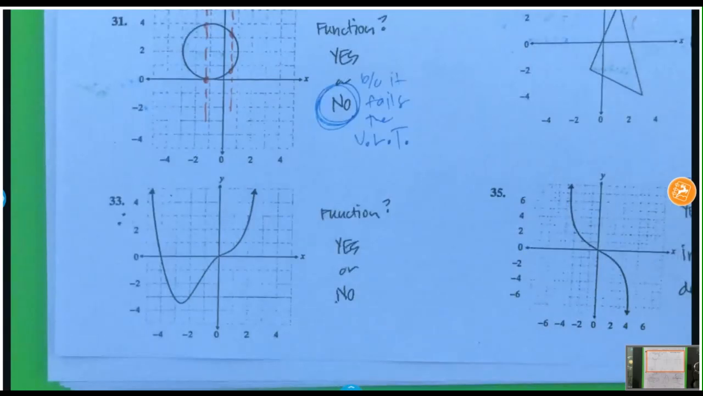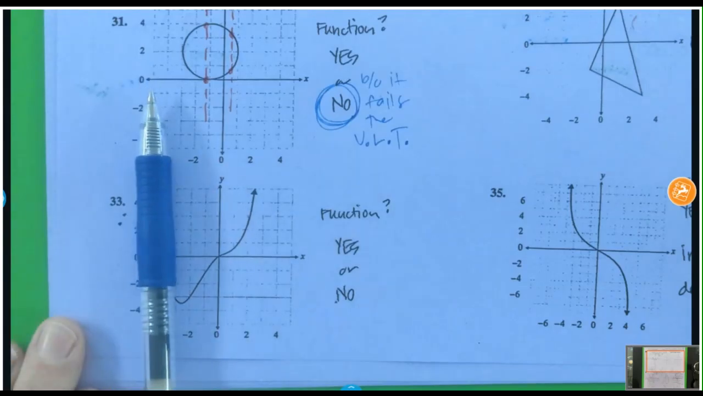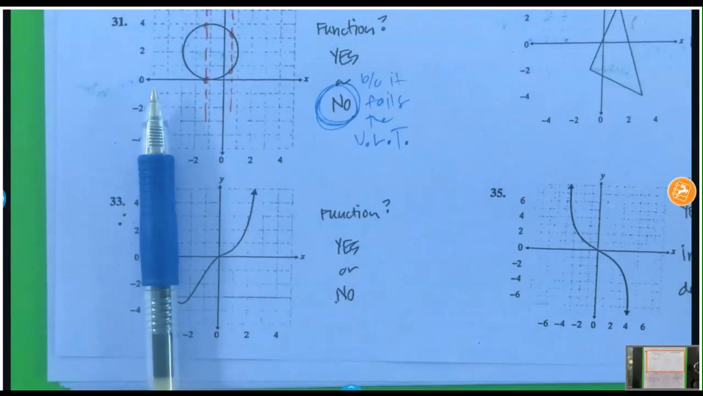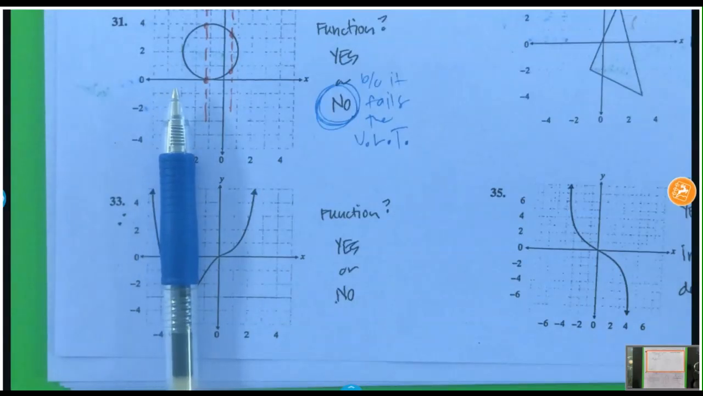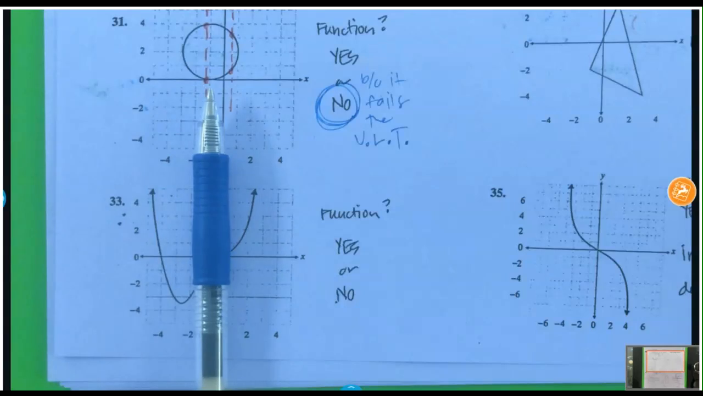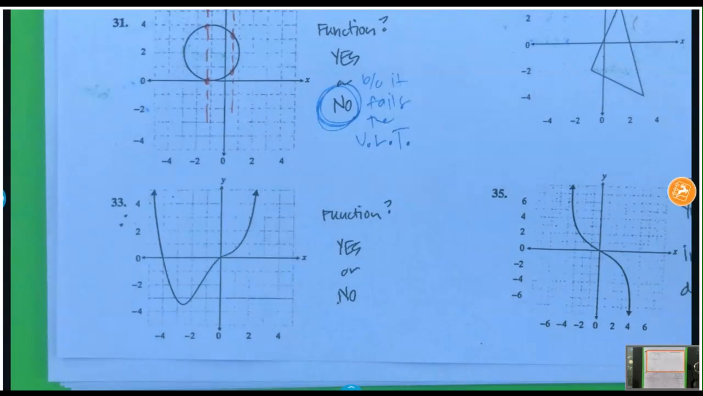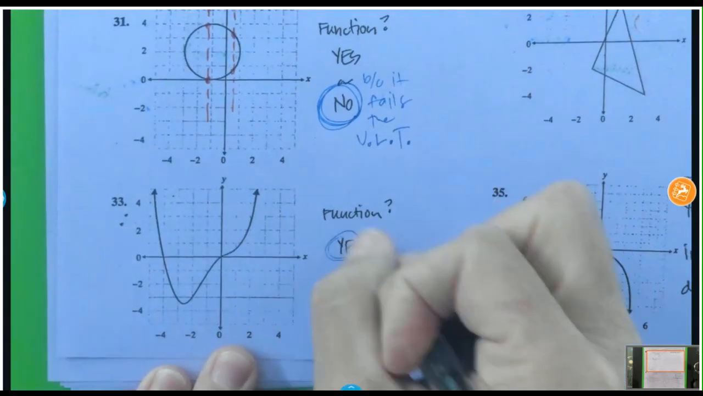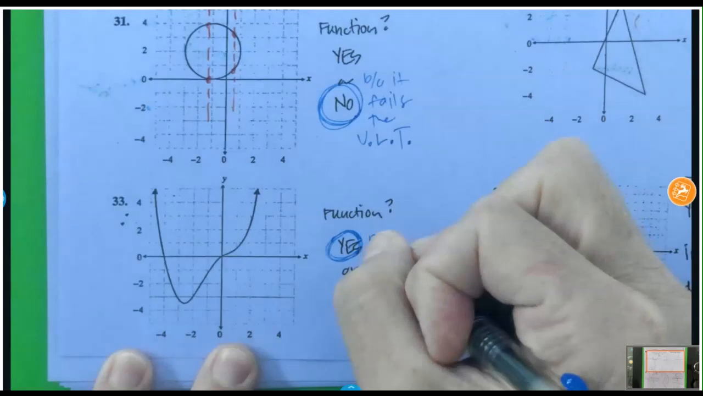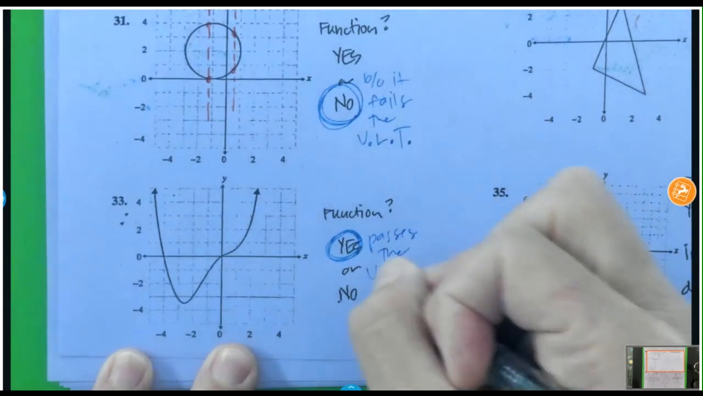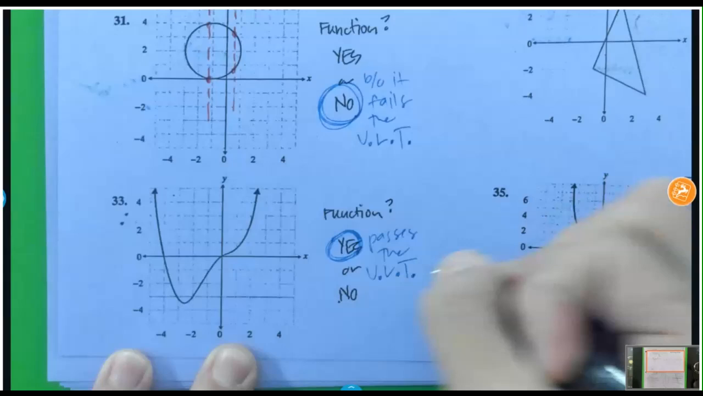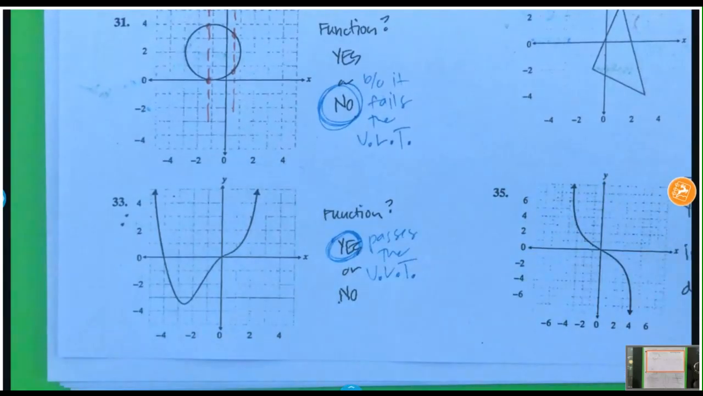Okay, number 33. Same thing. We're going to use the vertical line test. Ariana, do you see anywhere on number 33? This is an unusual shape. We haven't studied anything like this. But do you see anywhere that my vertical line would cross that graph more than one place at a time? No. So is it a function? Yes. It is a function, and the reason is that it passes the VLT, the vertical line test. It is a function because it passes the VLT.